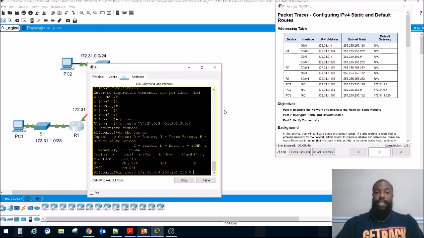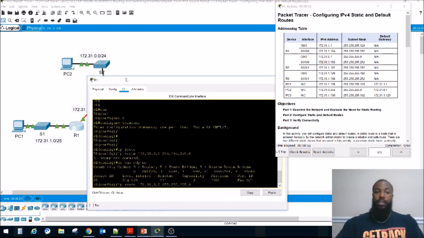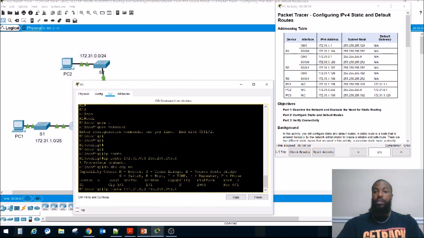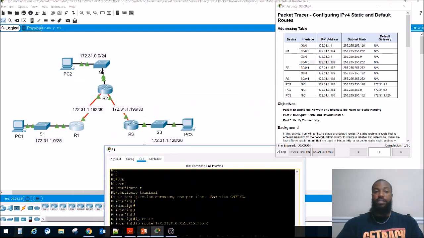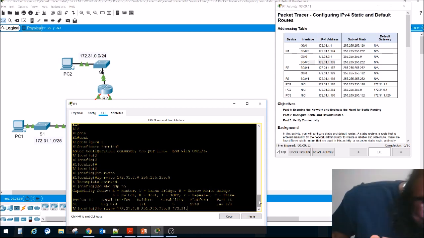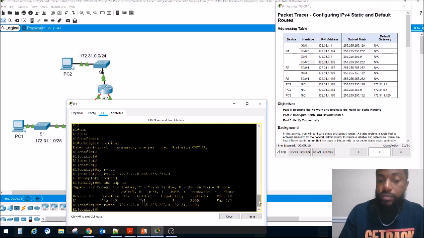IP route 172.31.0.0. Use the next hop address of router 2, so to get to this network, use this next hop right there, this little green dot right here, which would be that address. How do I know that? Well, they're labeled, as you can see right there. 172, it just makes it super easy to explain to y'all. 31.1.193, right?